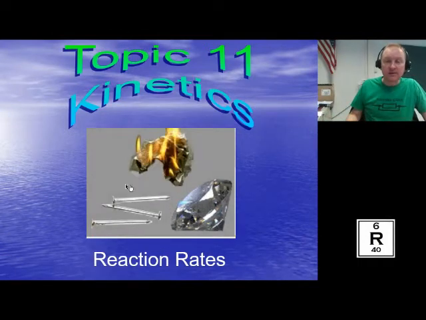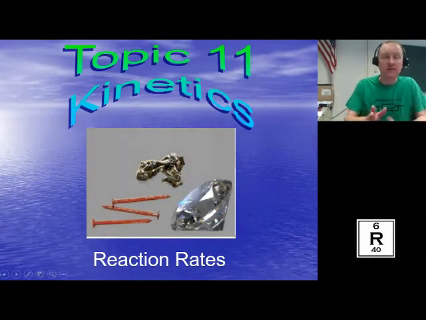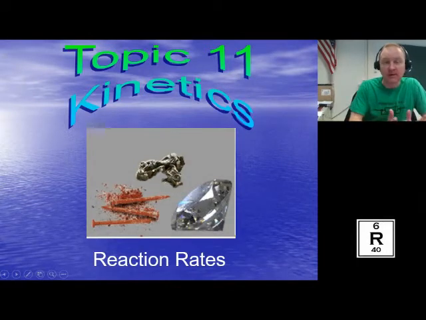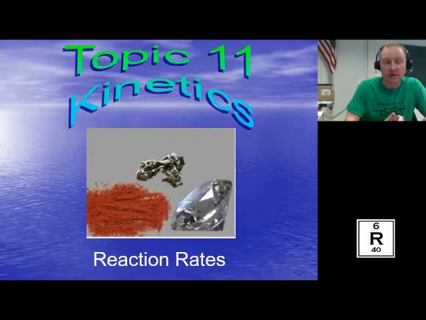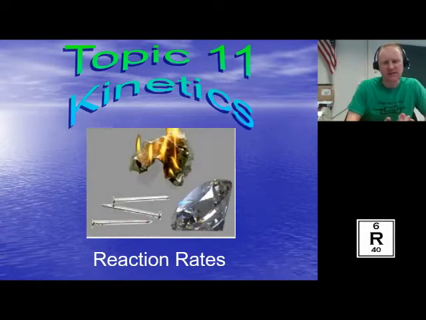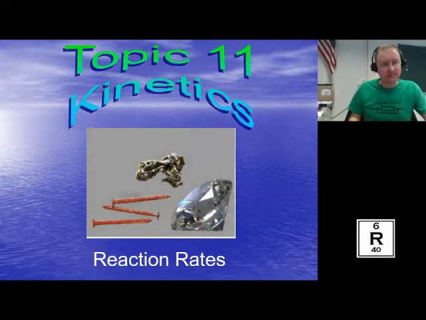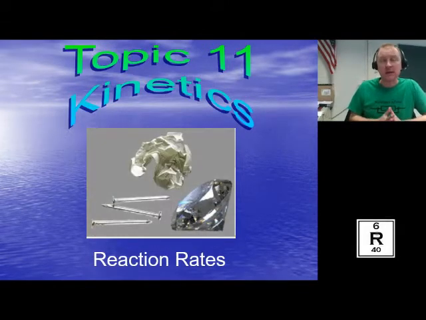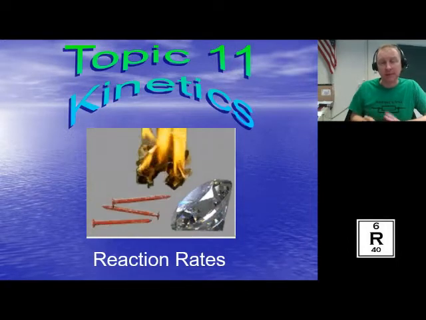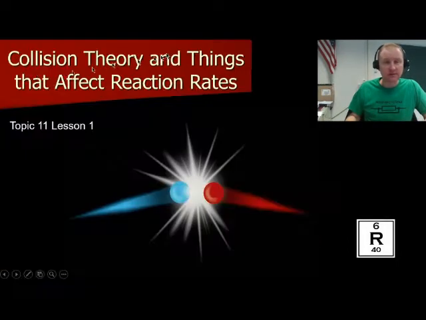So reaction rates, some reactions move quickly, like we see over here. We've got the paper burning, and other reactions happen slower, like rusting of nails, but we still can observe it. But the decomposition of a diamond in our lifetimes, we're not going to notice anything in that. So how fast reactions go, that's the study of kinetics. And so let's get started with this.